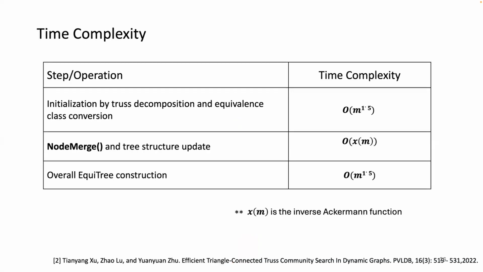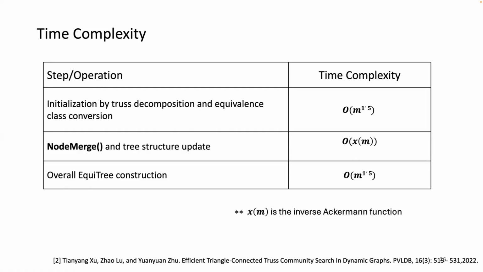Can you explain why? I understand it's m, but why m to the power of 1.5? Where did the 0.5 come from? Because the time complexity of Truss decomposition itself is m to the power 1.5. It comes from Truss decomposition. Why? Because that's what has been established from research for Truss decomposition time complexity.